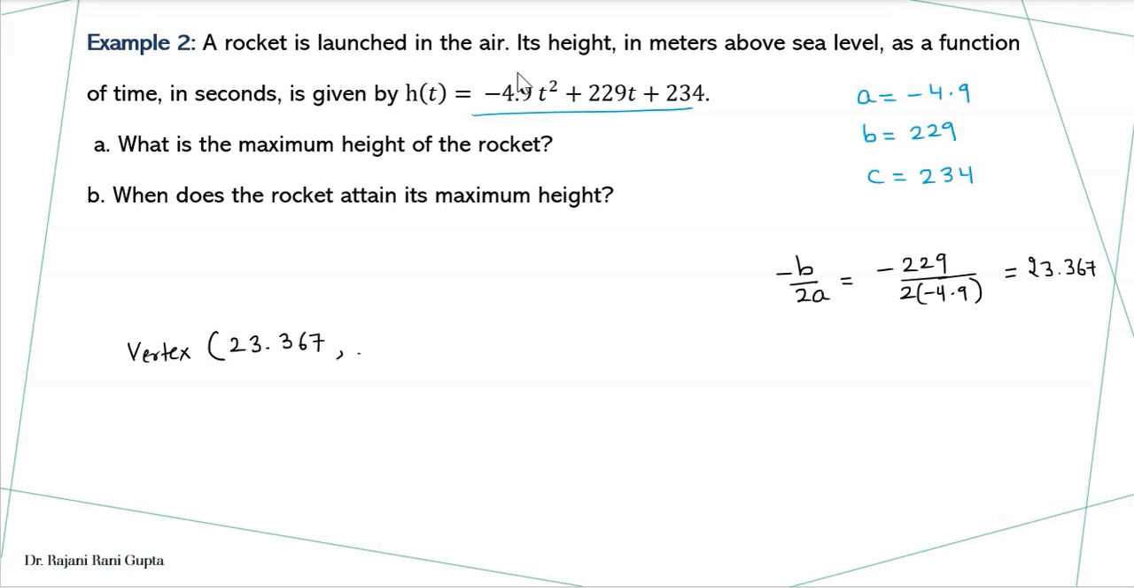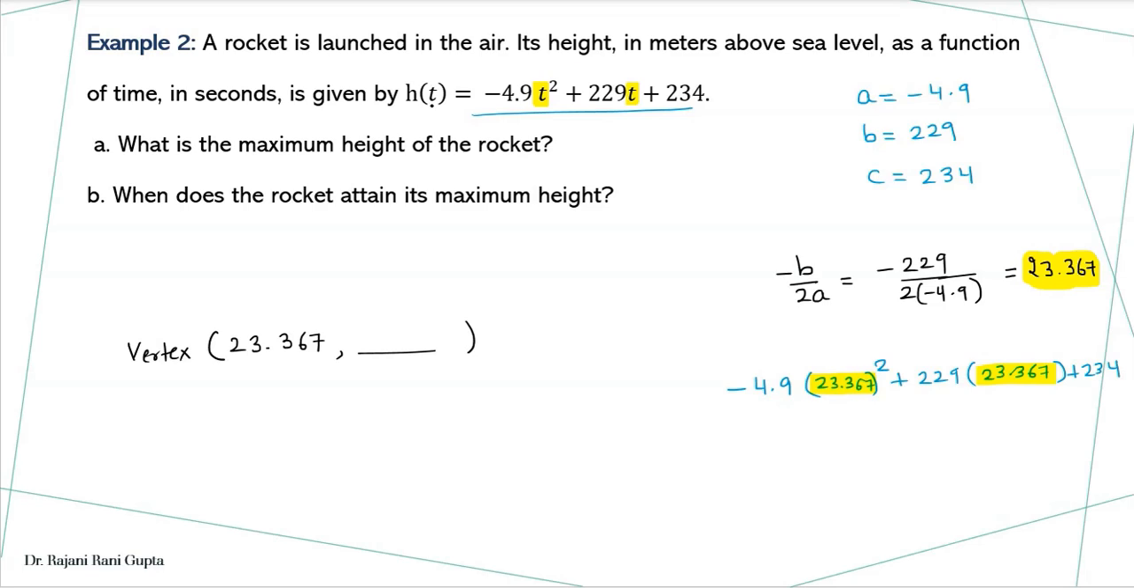23.367. Now you need to find the value of y. So what you will do for that, you will replace this 23.367 here in place of t. Other things remain the same, similar to what we did in the previous example. So it is minus 4.9. This is the same. Here you will write 23.367 power 2 plus 229 times 23.367 plus 234. So what you did, you are just replacing the value of t by this calculated value.